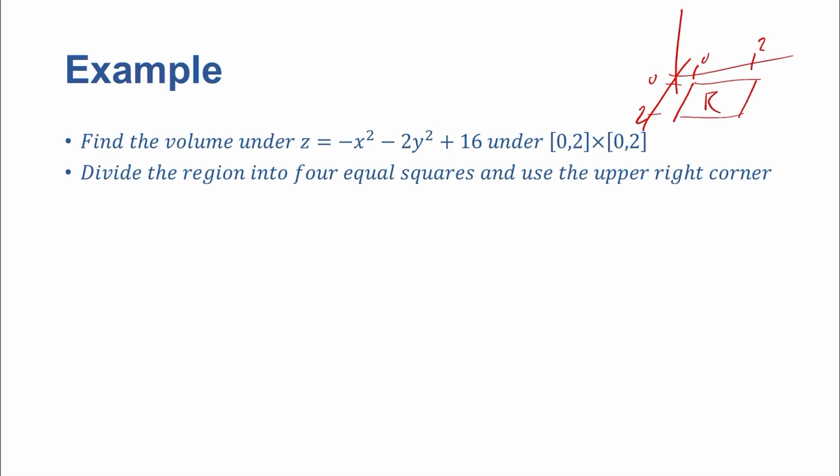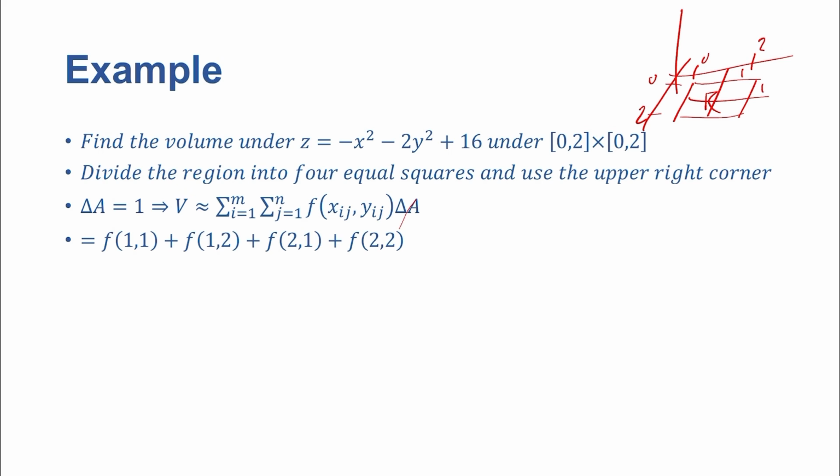So what we're going to do is divide the region into 4 equal squares, and we use the upper right corner. We want to use the upper right corner of each square, so we're going to get a maximum, right? So we get that the delta A is equal to 1, because we have 1 here and 1 here, and 1 times 1 is 1. So that makes our volume pretty nice. We get the sum from i equals 1 to m, then the sum from j equals 1 to n of f of x ij, y ij, and then delta A just disappears because that's going to be 1.